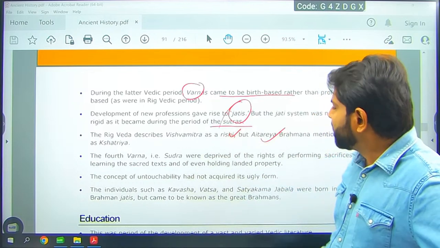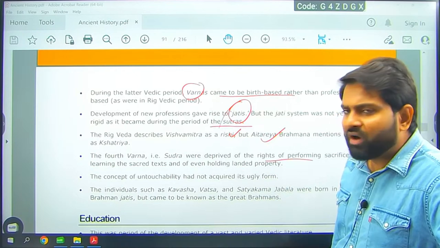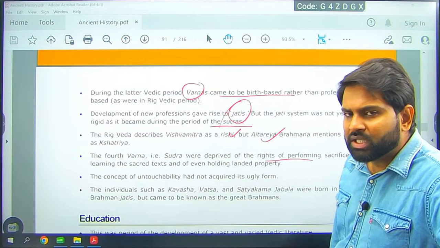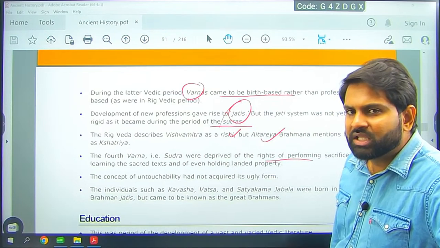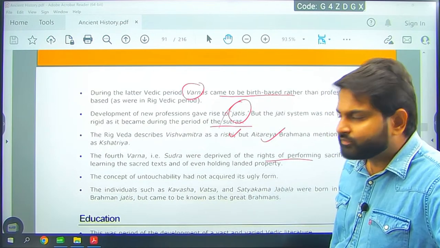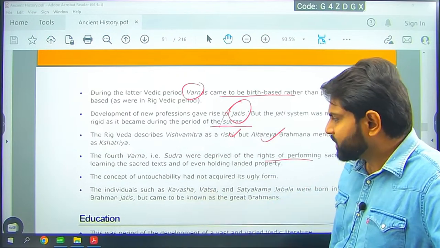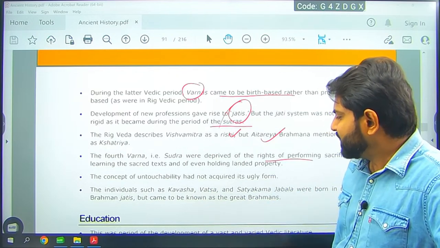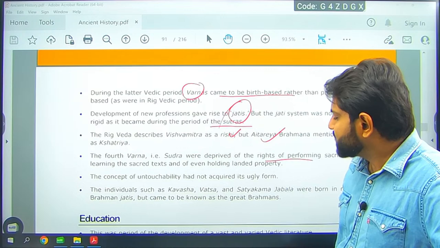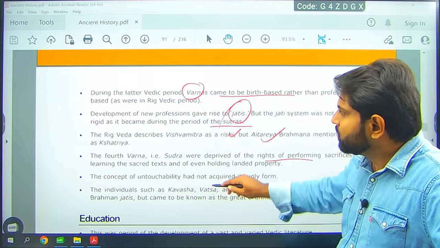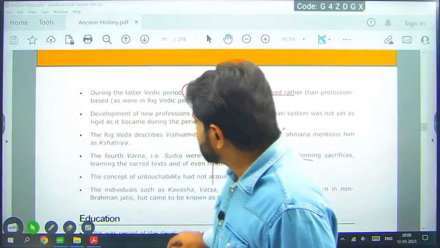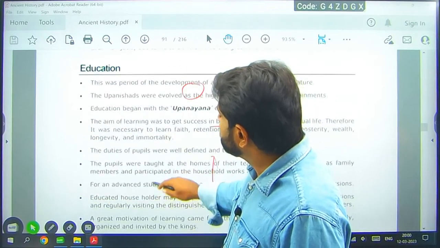The fourth Varna, the Shudras, were deprived of all legal rights like performing sacrifices, learning the sacred texts and even holding landed property. They became servants of the other three Varnas. The concept of untouchability had not acquired its ugly form even in the later Vedic period. Individuals such as Kavasha, Vatsa and Satyakama Jabala were born in non-Brahmin jatis but came to be known as great Brahmans. So rigidity is there, but not that much discrimination and humiliation, though it is rigid when compared to the early Vedic period.